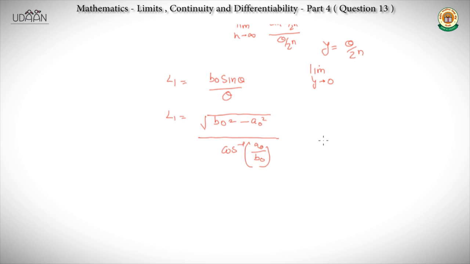So we actually use the expression that a naught equals b naught cos theta. Yes, it's cos theta. So we can say that cos inverse a naught by b naught equals theta. That's how we substituted, and for sin theta, using Pythagoras theorem, we can get this one. Similarly, applying the very same steps, we get L2 equal to the very same L1. We can prove that in a very similar fashion.